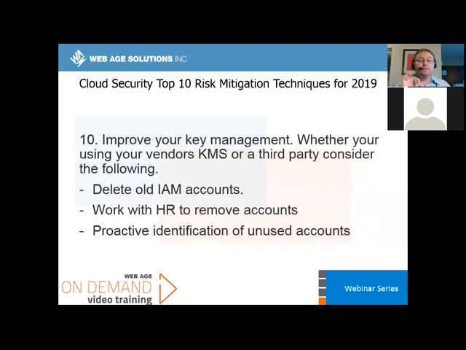Okay. The first thing is improve your key management. That's your KMS. Generally, this is going to use certificates like X509 certs. It's going to use PKI, that is, public key infrastructure.